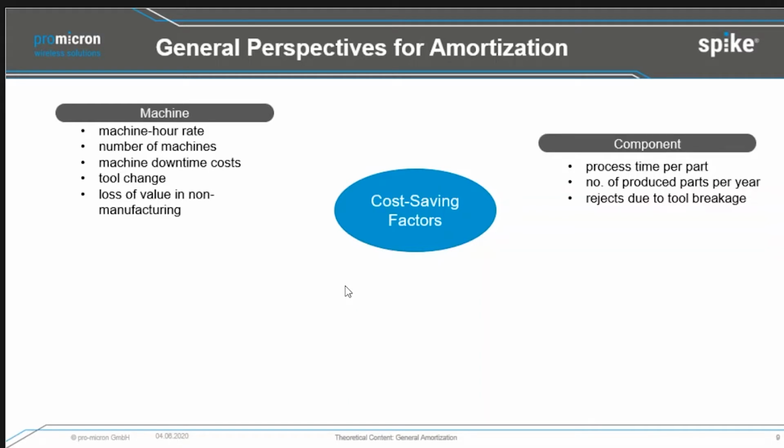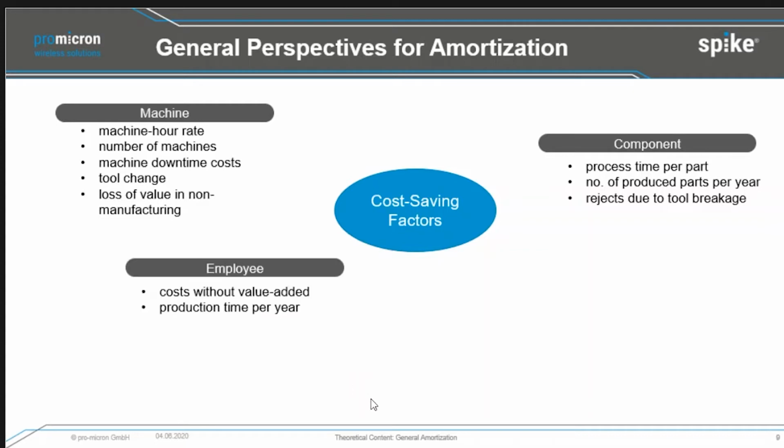Now, component, material, parts. Process time per part: how long does this one single part need to be machined? The number of produced parts per year: can I split my costs across quite a large amount of parts, or do we only have a small amount of parts over which our costs need to be distributed? Rejects due to tool breakage. Again, how many failure parts do I produce? How much cost do I cause due to tool breakage?